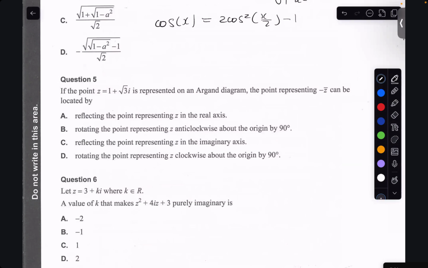If the point there, so over here, became this negative z conjugate. So the conjugate's here, and then negative would reflect in both axes, this and this. So it would end up over here, and that's just a reflection in the imaginary axis.